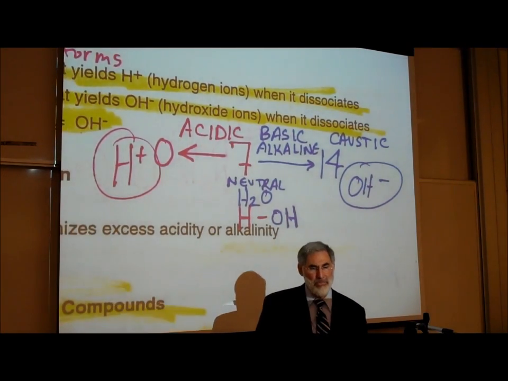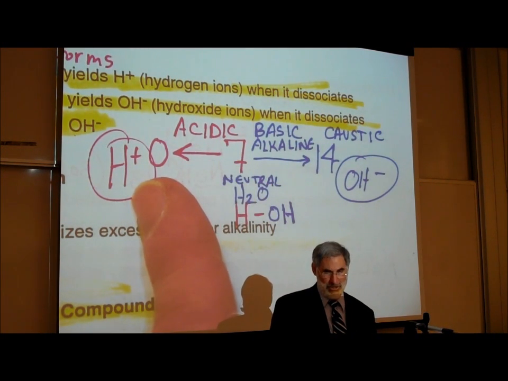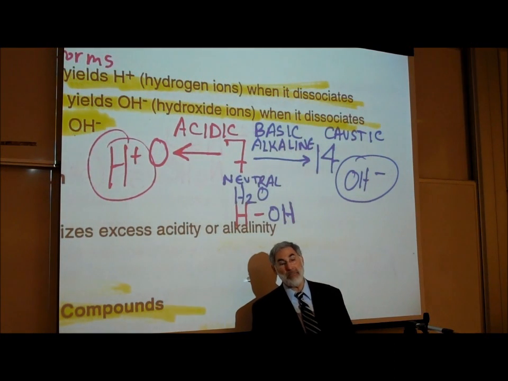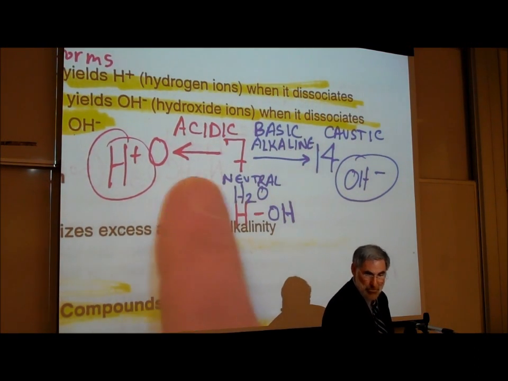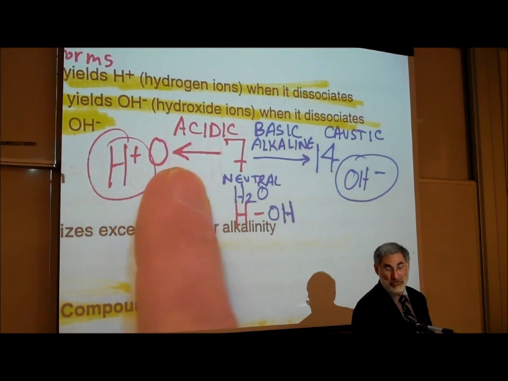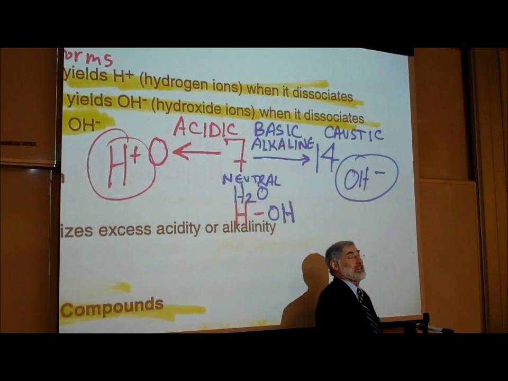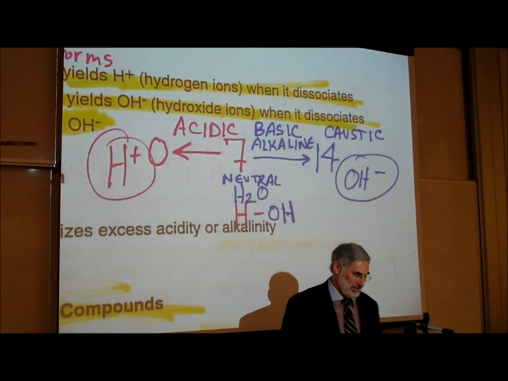Now, the more hydrogen ions that a solution has, the lower its pH. So a solution that has a pH of, say, 5 would have more hydrogen than hydroxide. If it's got a pH of 1, it's got even more hydrogen ions. If it's got a pH of 0, it's essentially all hydrogen ions.